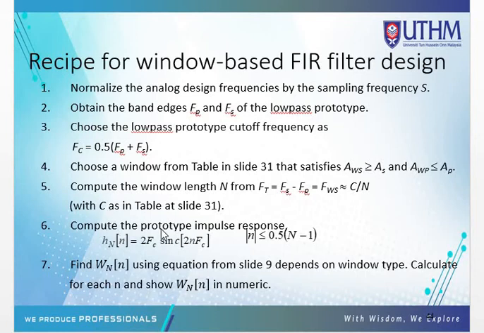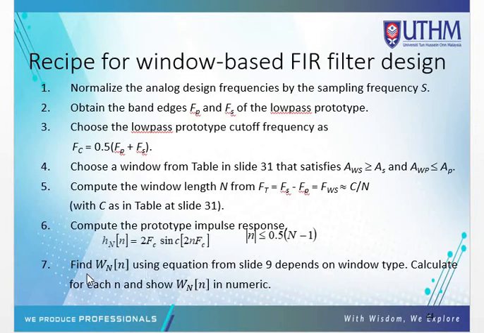Next is to compute the prototype impulse response. This is equal to the symmetric truncation, in which h(n) is equal to 2fc sinc(2nfc) in this range. This means minus 0.5 times (N minus 1) is less than or equal to n, and n is less than or equal to 0.5 times (N minus 1). That's why you have the modulus here.